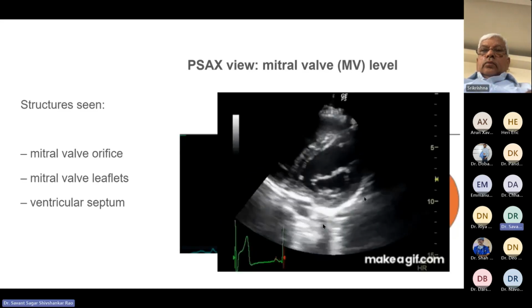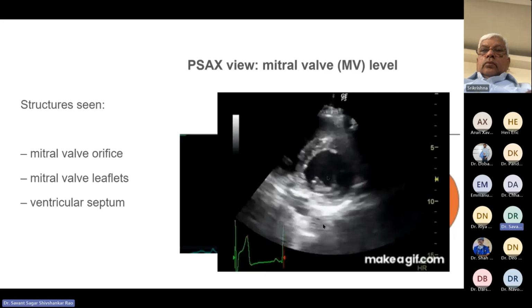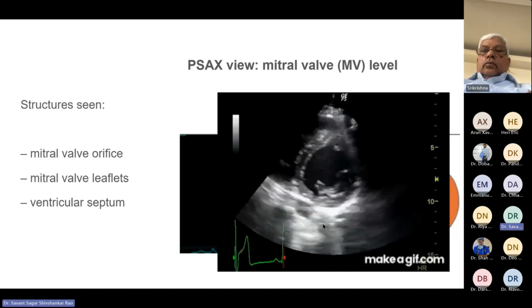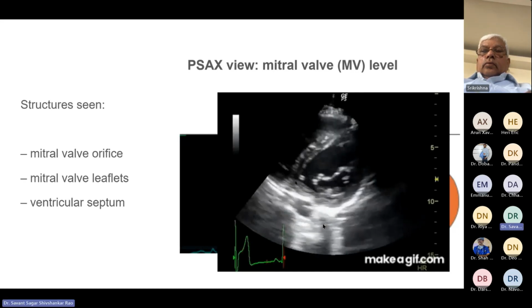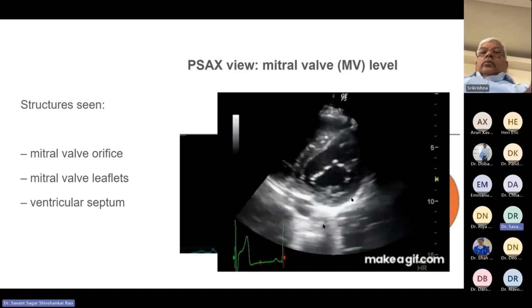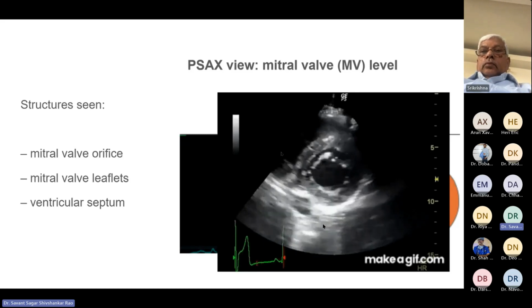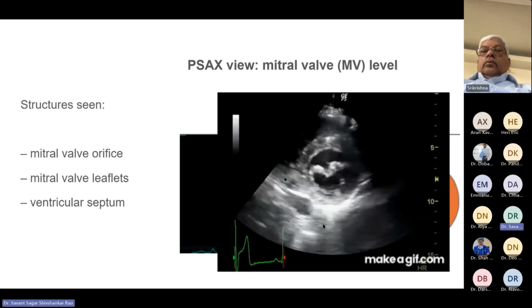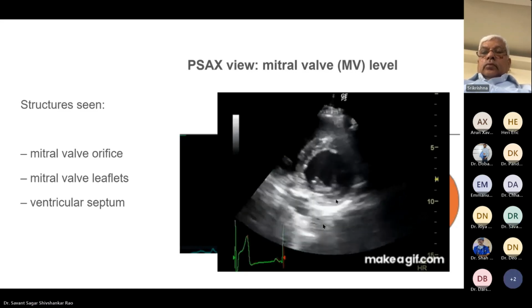So this is the GIF image showing the anterior mitral leaflet, the posterior mitral leaflet, and the circular one is the left ventricular cavity. On the left side of this circular LV cavity is the right ventricle, which is crescentic in shape, while the LV cavity is circular in shape.